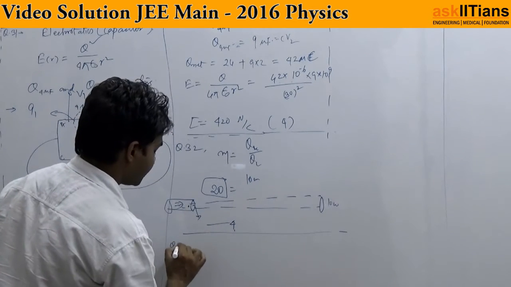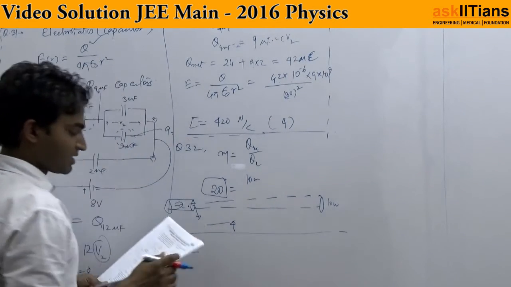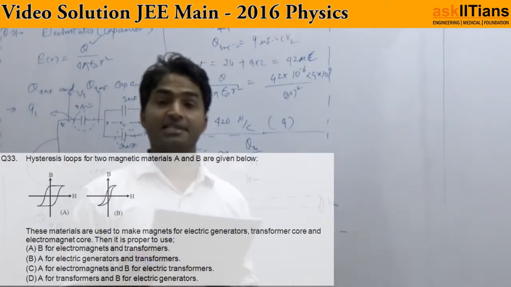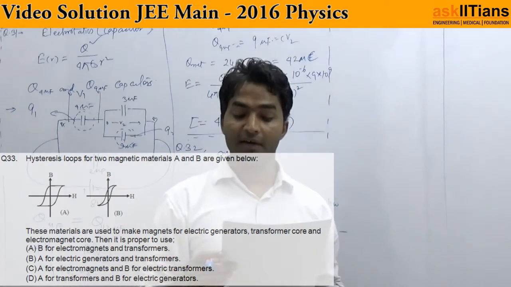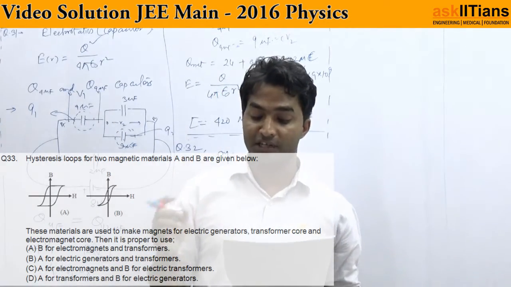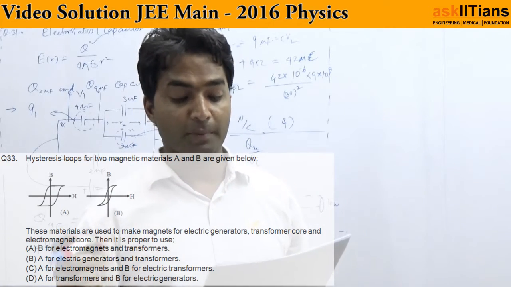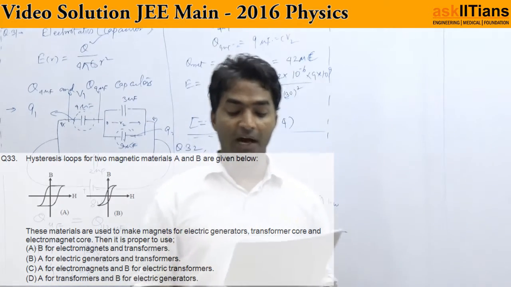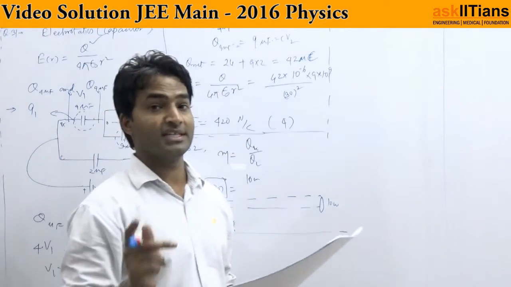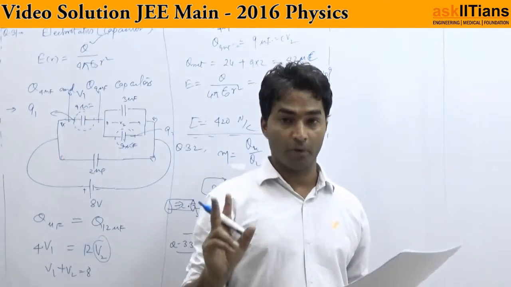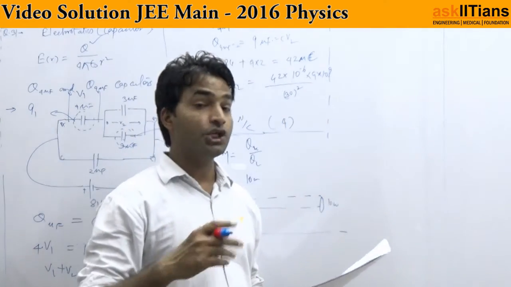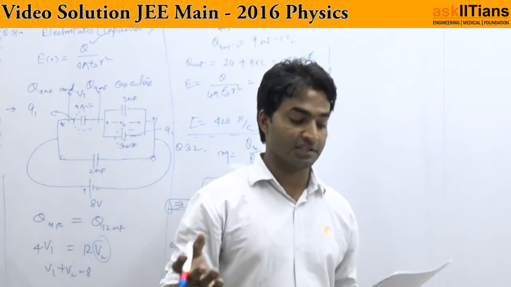Now question 33. In question 33 we are given a hysteresis loop for two magnetic materials A and B, and four options. These materials are used to make magnets for the electric generator, transformer core, and electromagnet core, and we have to find which can be used. We must understand that in hysteresis we usually discuss two points: retentivity and coercivity. Means residual magnetism or permanent magnetism.